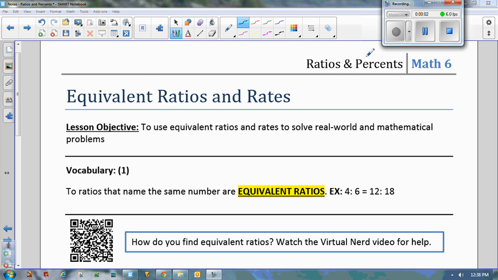Unit 5, Ratios and Percents. Lesson 4, Equivalent Ratios and Rates. Our lesson objective is to use equivalent ratios and rates to solve real-world and mathematical problems.